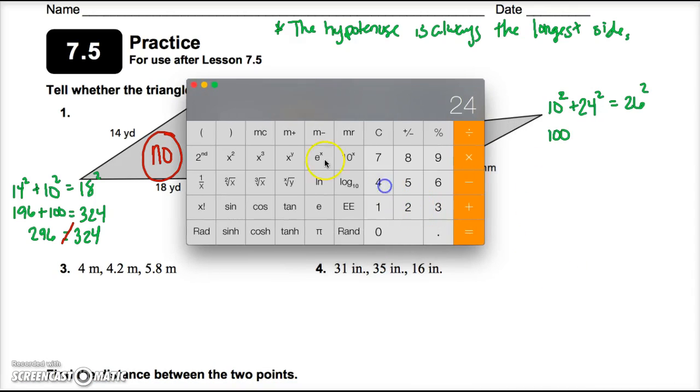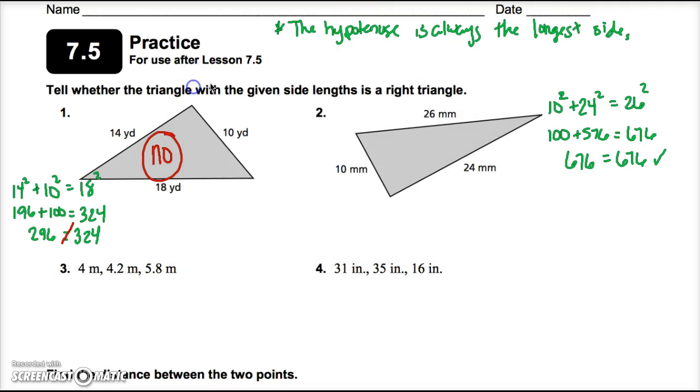If I have 24 squared, that is 576. And 26 squared is 676. If I add these together, 100 plus 576 is 676. And this checks out. Those two are equal. So for the answer to this one, we would say yes, that is a right triangle.